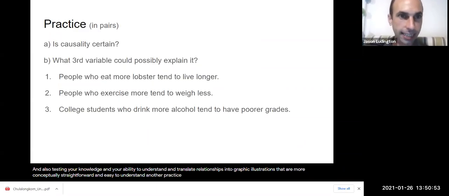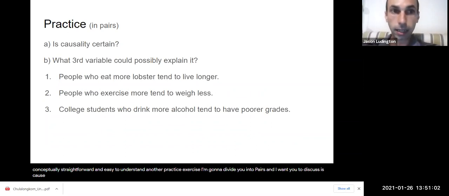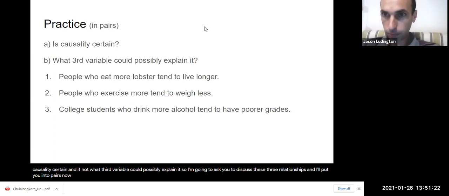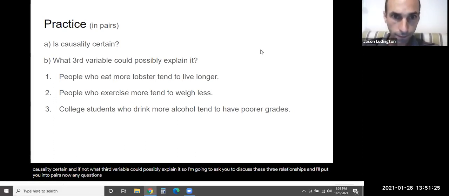Another practice exercise. Now I'm going to divide you into pairs, and I want you to discuss: is causality certain? And if not, what third variable could possibly explain it? So I'm going to ask you to discuss these three relationships. And I'll put you into pairs now. Any questions? Go to your groups.